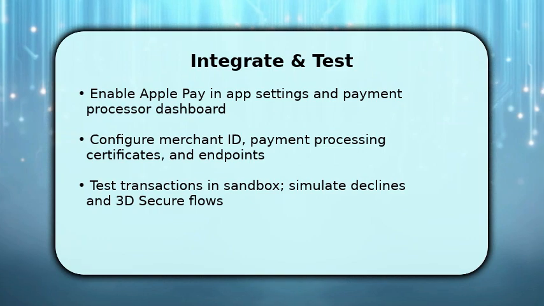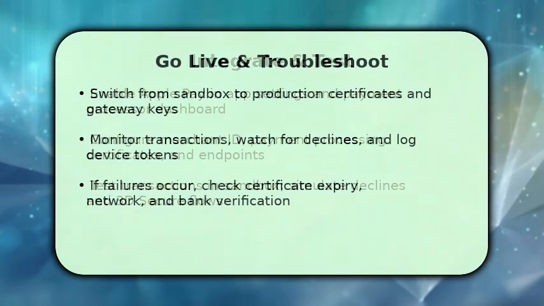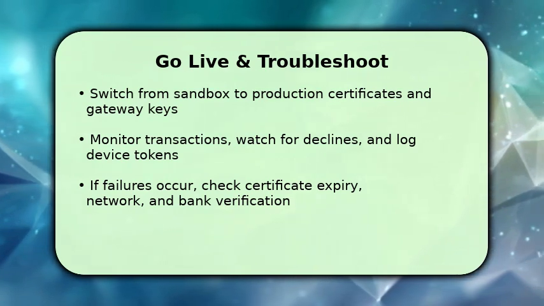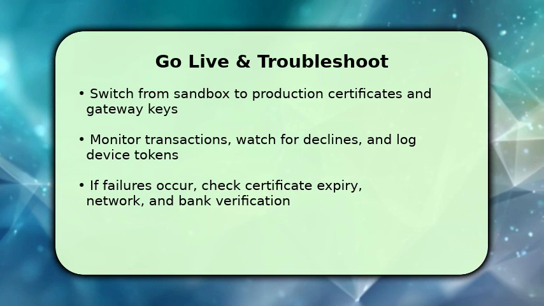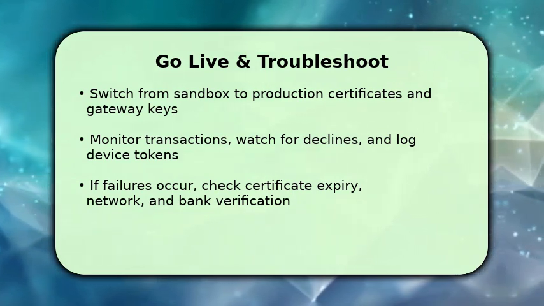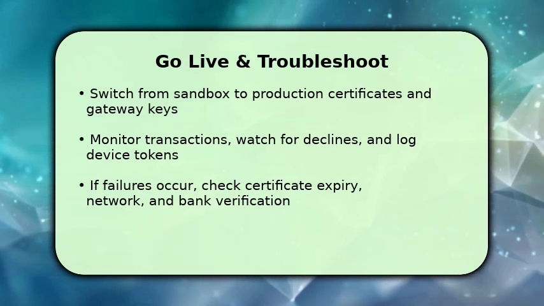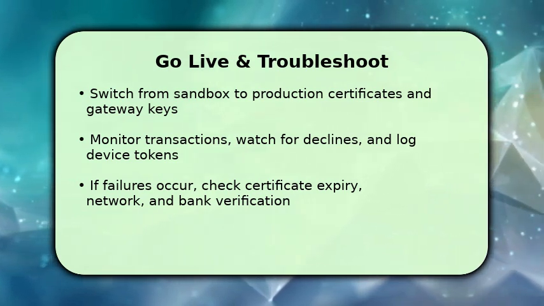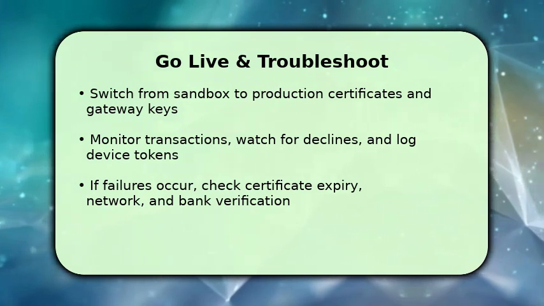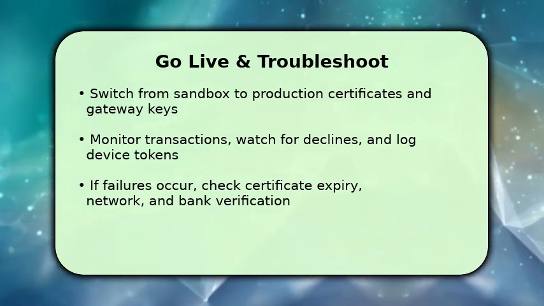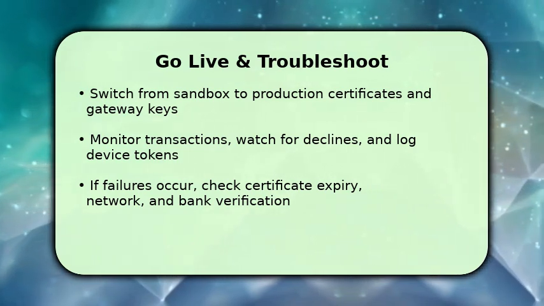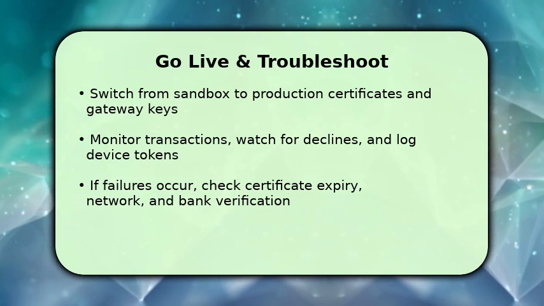To complete the process, move to production. Replace sandbox certificates and keys with live ones, and confirm your gateway settings. Monitor initial transactions closely and capture logs for device tokens and payment responses. If a payment fails, first check certificate validity and that the merchant ID matches your domain or app bundle. Make sure bank verification completed and network connectivity is stable. If problems persist, regenerate certificates and re-verify the card.